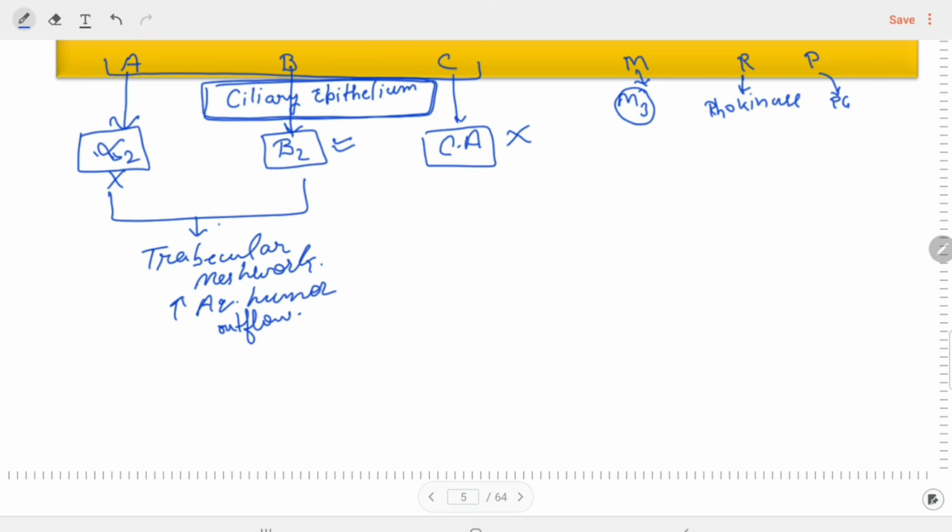So alpha and beta, meaning alpha 2 and beta 2, also take part in aqueous humor production, and both receptors are involved in the outflow of the aqueous humor. So let's take them one by one.